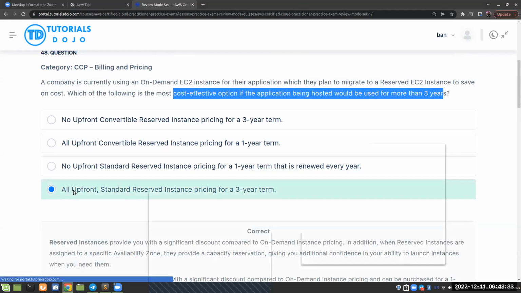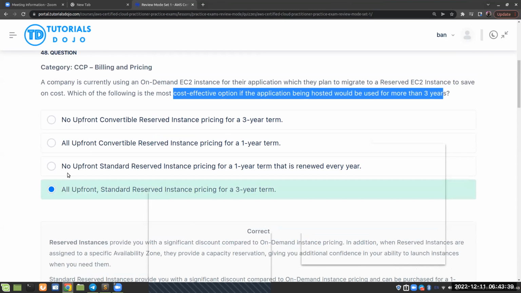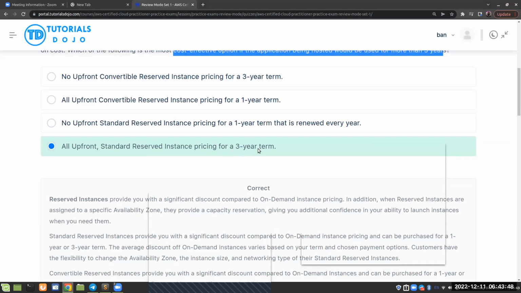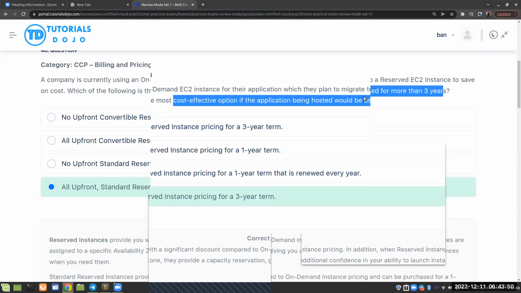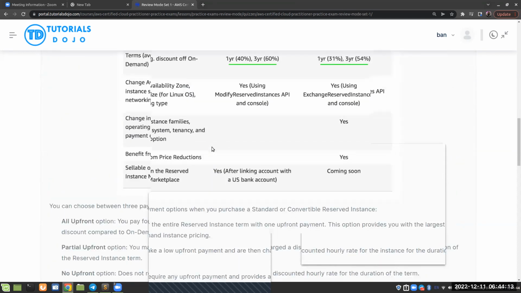Okay, that's correct. The key thing is you should always remember all upfront, partial upfront, and no upfront. And the one that gives the most cost-effective is all upfront. And then when you choose also the longer term, because this will be used for more than 3 years, it's okay to choose a 3-year period. And that's why this one is not correct, because it's all upfront, but it's talking convertible and 1-year term. If it was all upfront standard reserve with 1-year term, it was not correct, because the longer the term, the cheaper it is. You know?